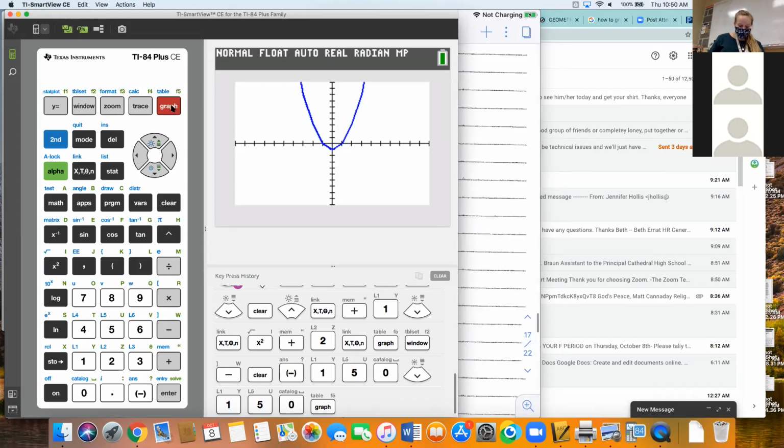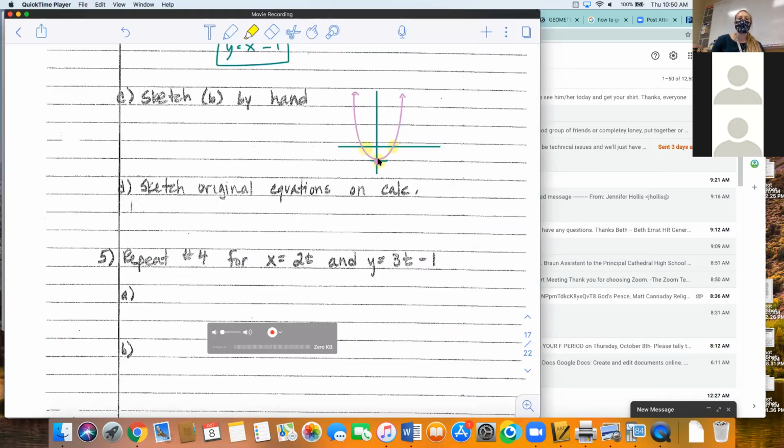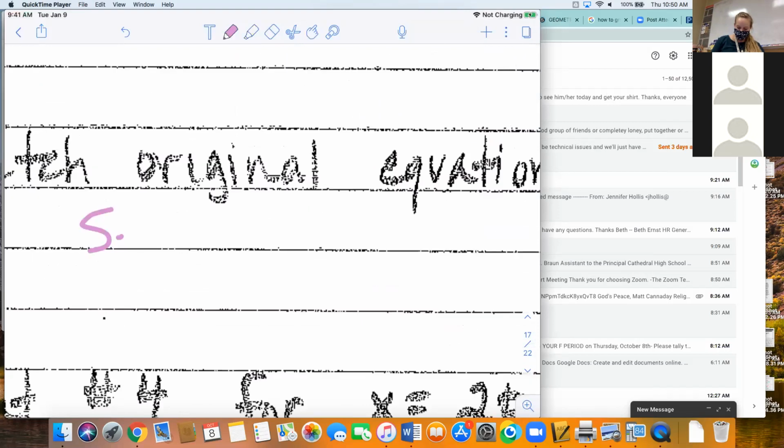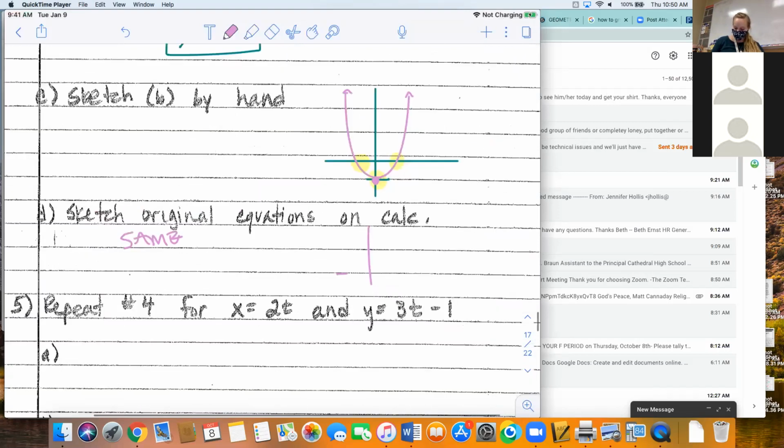All right, so now D says sketch that original equation on the calculator. So we went through the steps on the calculator. It's the exact same as what we just graphed by hand. So you can write "same" or you can draw the graph again, whatever floats your boat. Or I can just do it again really quick. It's not that much skin off my back. Just a sketch.